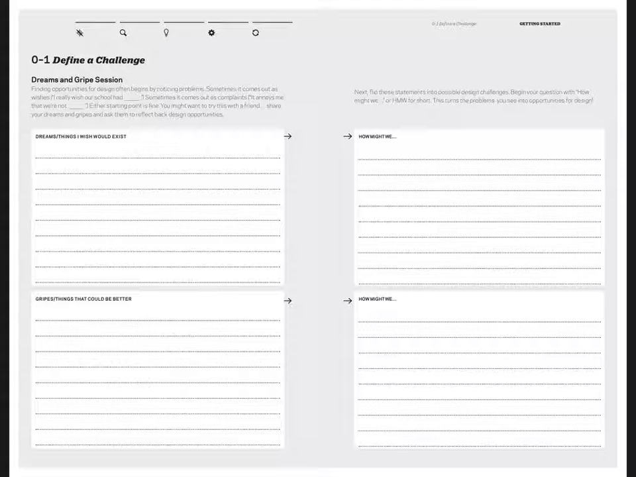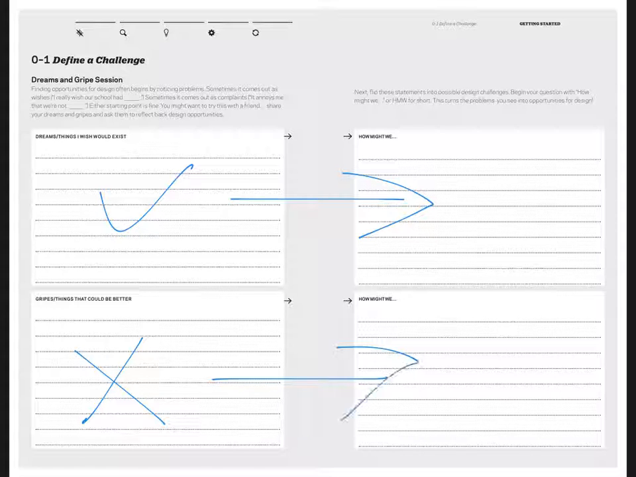Last of all, take it to a much more holistic level and look at the dreams and gripes. Basically thinking about the things that we wish existed, thinking about the things that could be better, turning dreams into how might we statements. Basically looking to identify ambition and build up to it. For your gripes, the how might we is how we move away from it.